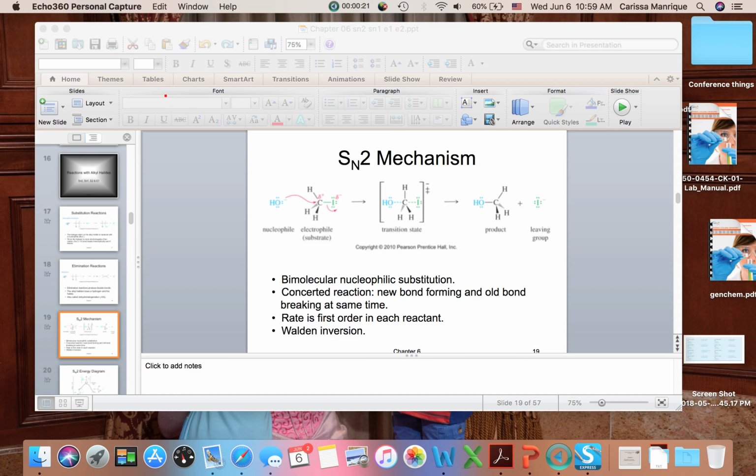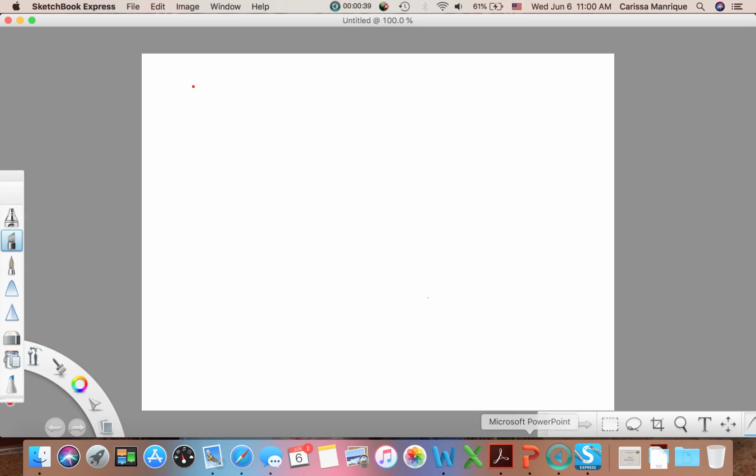SN2, bimolecular, bi meaning two, molecular, your molecules, react at the same time. And this is in the rate determining step. Because of this, there's an inversion. So let me show you this. There's a lot going on in this slide, so let me show you this step by step.